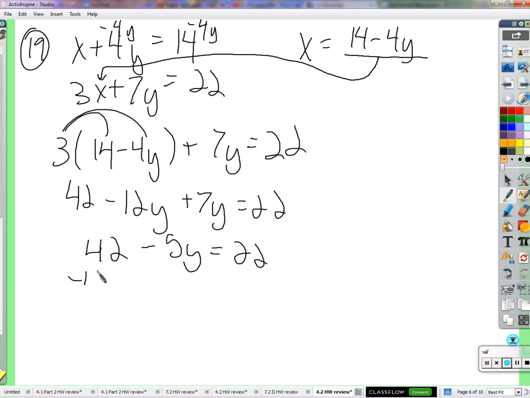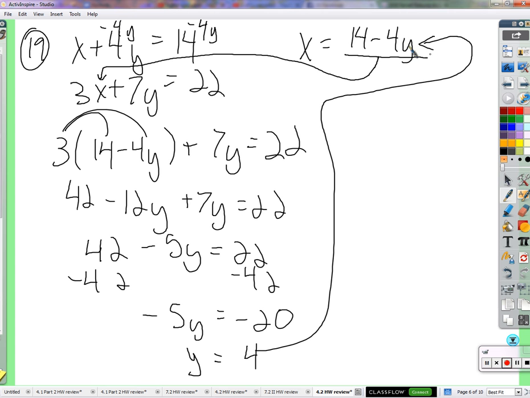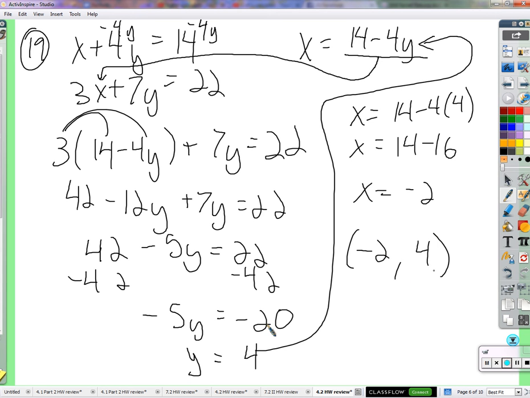And then minus 42, negative 20. Divide by negative 5, and y is positive 4. You might have noticed this pattern: every time I figure out what the first variable is, if I'm using substitution, the first part was using an equation where x equals something. So I can always take this, go back to the equation I used for the substitution part, and plug it in. x is equal to 14 minus 4 times 4. x is equal to 14 minus 16. x is equal to negative 2. Negative 2 is what x is, 4 is what y is.